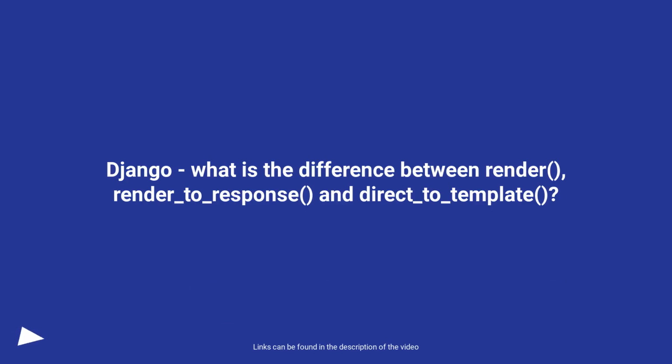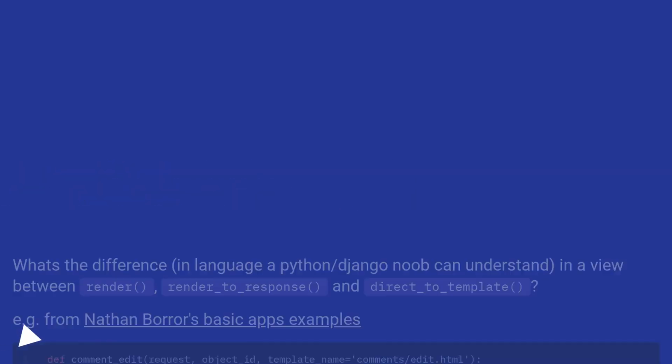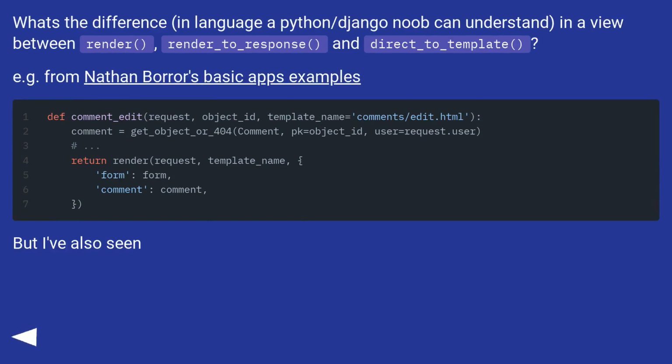Django: what is the difference between render_to_response and direct_to_template? What's the difference, in language a Python/Django noob can understand, in a view between render_to_response and direct_to_template? For example, from Nathan Bora's Basic Apps examples.